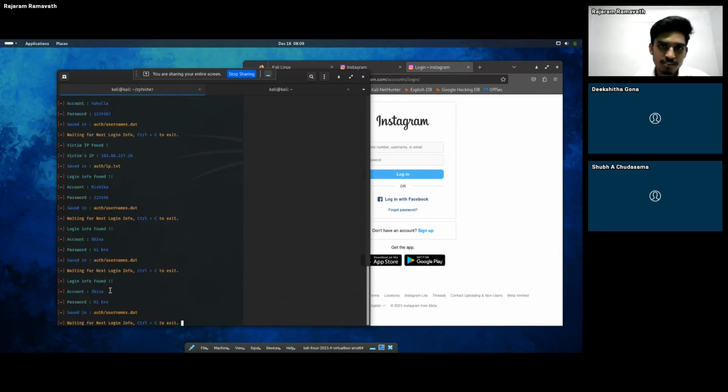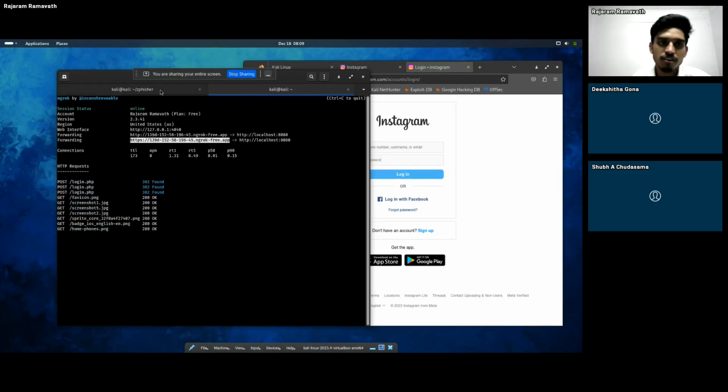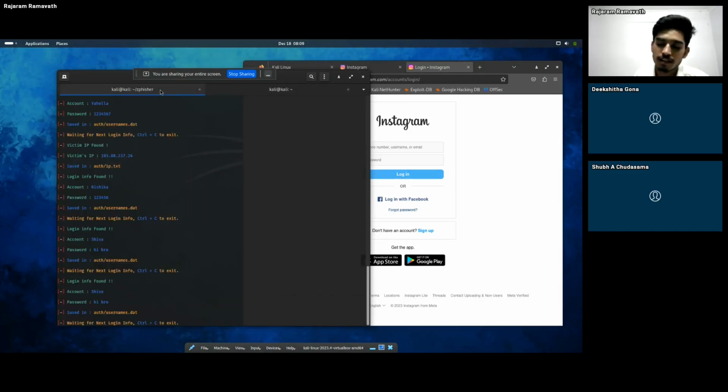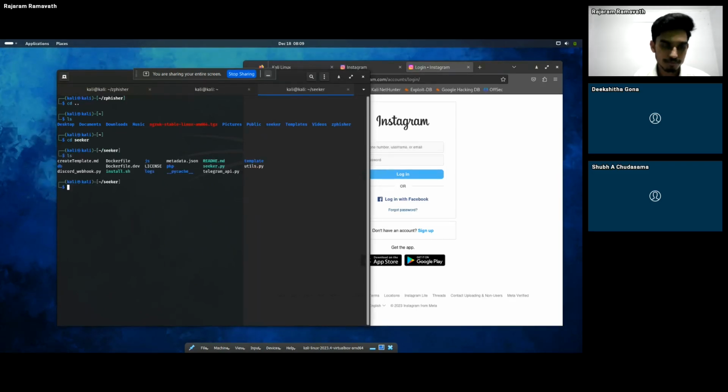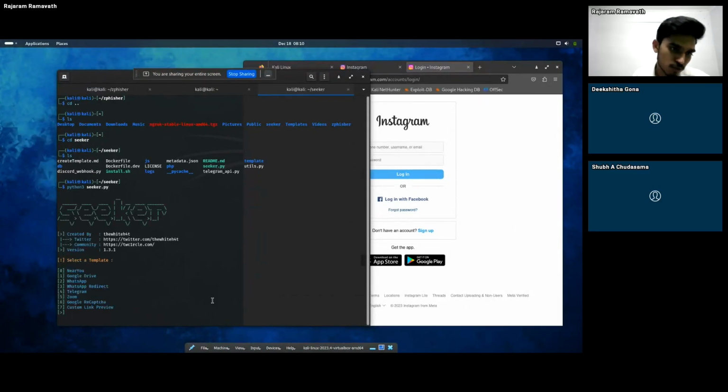See, this is how it works. This is one of the demonstrations. Even if you want the location of a particular user, we can do that as well. Let's try it over here whether it works or not. I'm using one of the templates to make it look more original. Let's try it out.